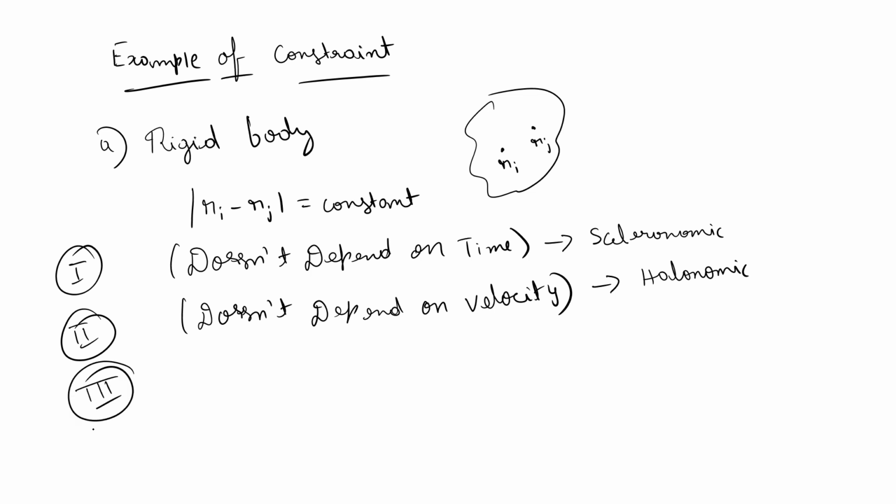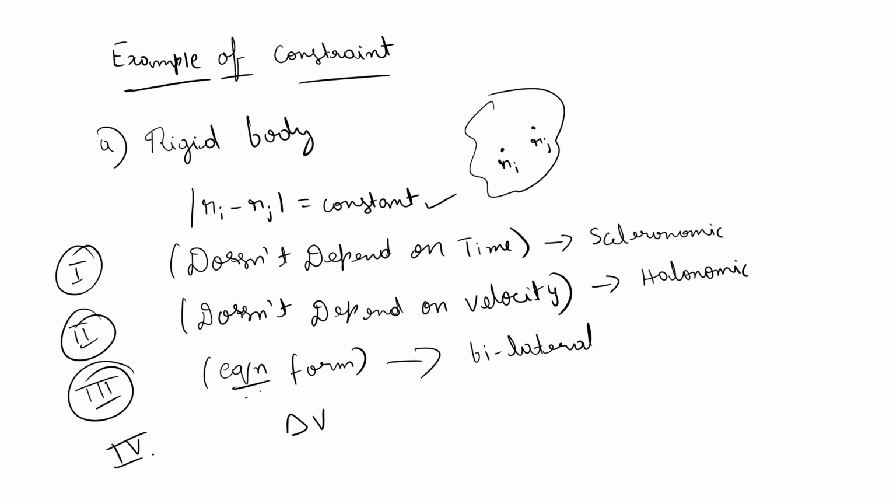Third type: does it have an inequality? No, it has an equation. This is in equation form. So in type 3, it will be bilateral. Then whether it is conservative or non-conservative: work done, rate of change of work done. So in order to find type 4, the change in work done, here the energy will be conserved, so the change in work done will be equal to 0, so it will be conservative.